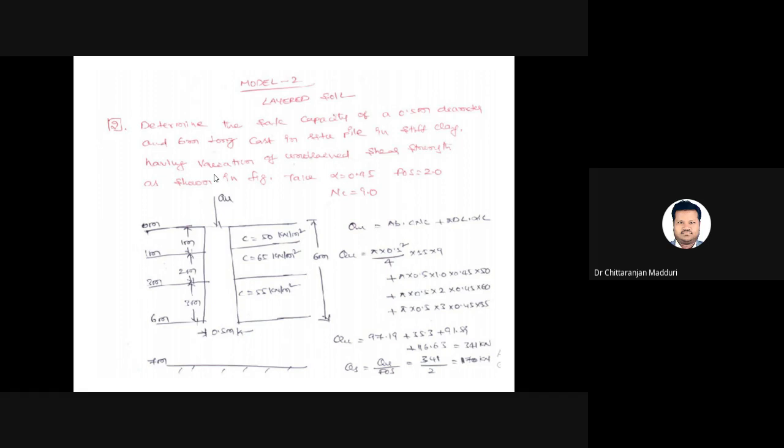The ultimate load carrying capacity here is 97.19 plus 35.3 plus 91.8. The total ultimate load carrying capacity equal to 341 kilonewtons. Safe load is equal to ultimate load divided by factor of safety. Factor of safety in the problem is 2.0. So safe load equal to 341 by 2, equal to 170 kilonewtons.